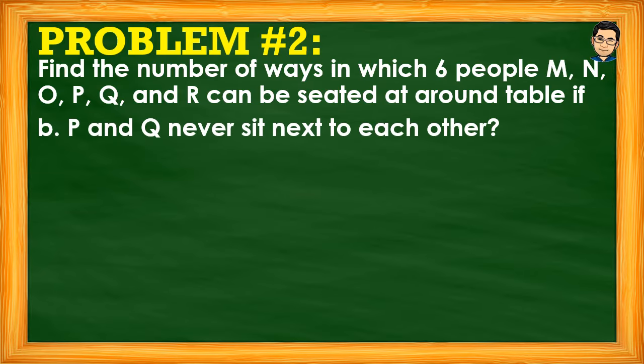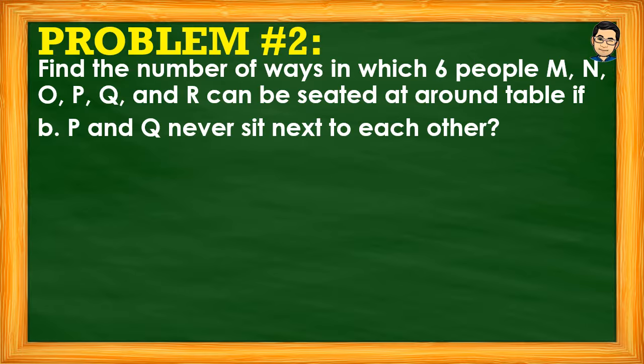So for letter B naman, what if P and Q never sit next to each other? So kung kanina for letter A, yung arrangement natin, kailangan magkatabi si P and Q. So for letter B, kahit anong mangyari, kailangan hindi sila magkatabi. So paano natin kukunin yon?